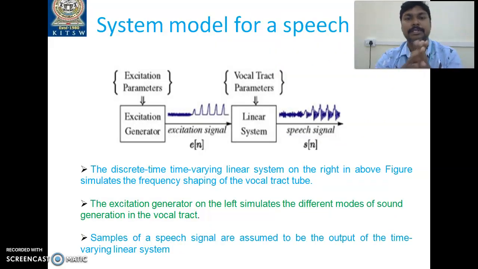So this is a system model for a speech signal. This is very important: how the sound is generated from the vocal cord, how the sound travels through the vocal tract, and how it comes out from the lips. This is a complete model we can call. This is an excitation generator, nothing but the vocal cords.